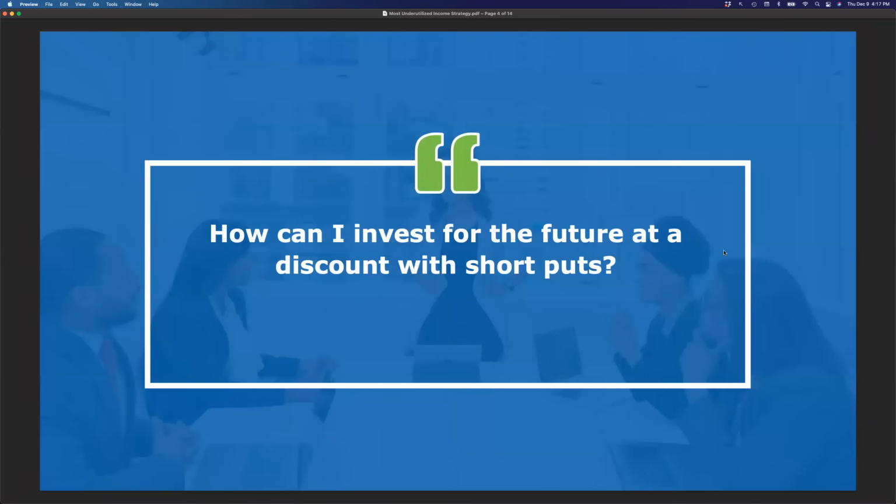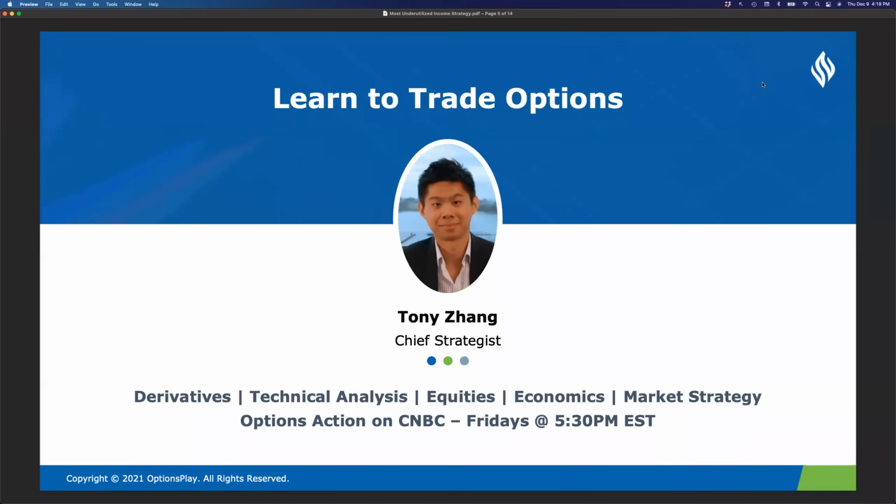The primary thing that I want you to walk away with from today's session is a clear understanding of how you can invest for the future at a discount using a short put strategy. It's really about investing for the future, meaning stocks and ETFs that you want to put into your portfolio for a long-term investment. These are the types of opportunities that allow you to use a short put to purchase them at a discount. So that's what we're going to discuss here today.